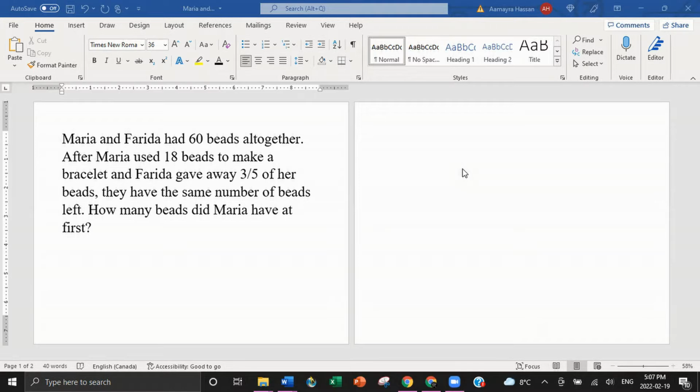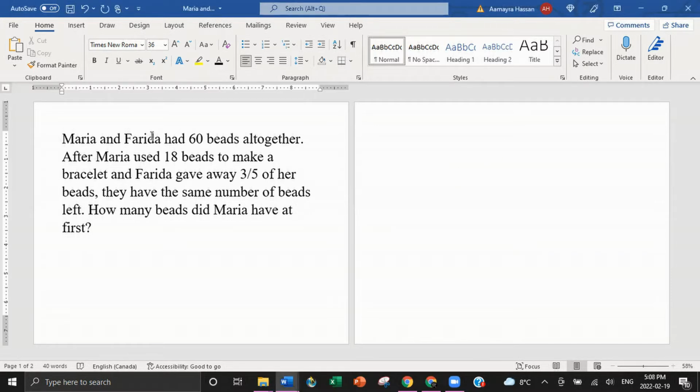Okay, so this problem says Maria and Farida had 60 beads altogether. After Maria used 18 beads to make a bracelet and Farida gave away 3/5 of her beads, they had the same number of beads left. How many beads did Maria have at first?